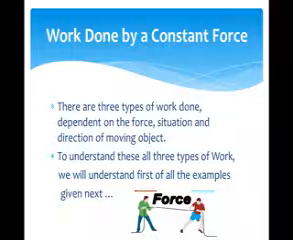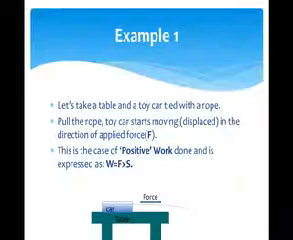Work done by a constant force. There are 3 types of work done, dependent on the force, situation and direction of force. To understand all 3 types of work, we will first look at the examples given next. First, let's take a table and a toy car tied with a rope. Pull the rope, and the toy car starts moving in the direction of the applied force. This is the case of positive work done and is expressed as W equals Fs.